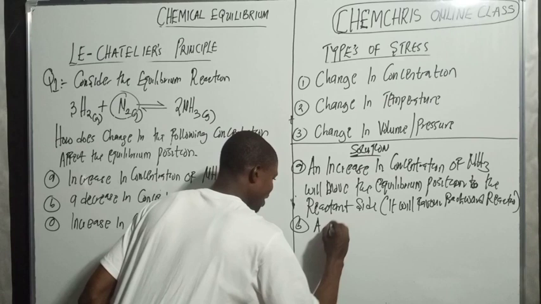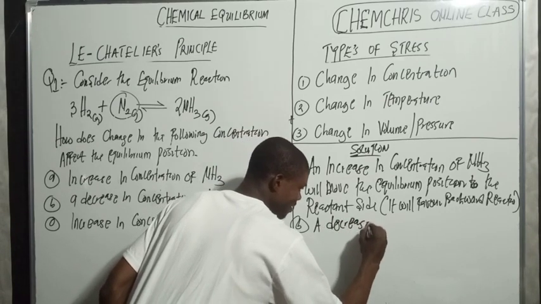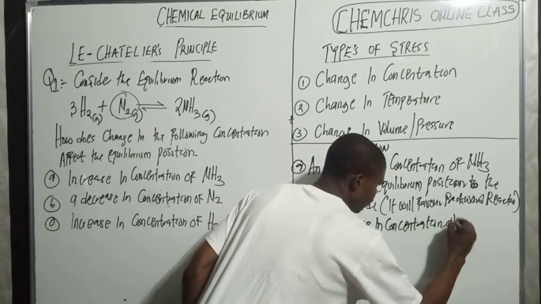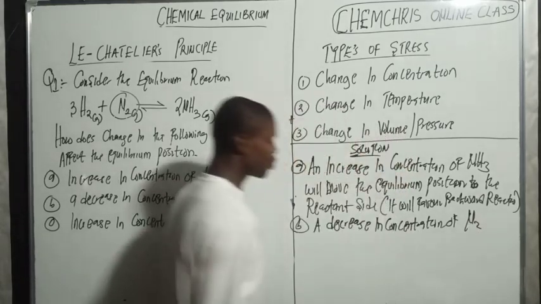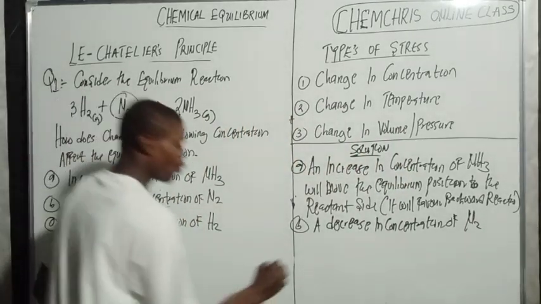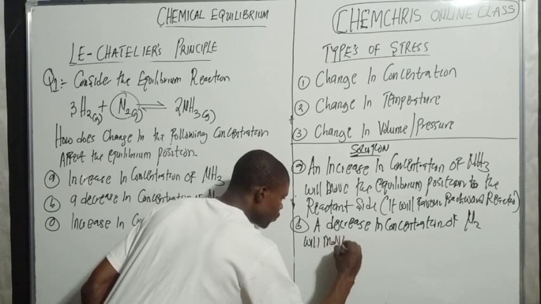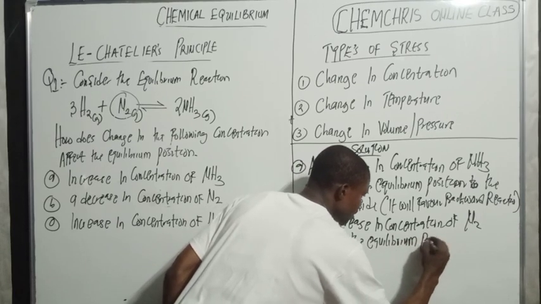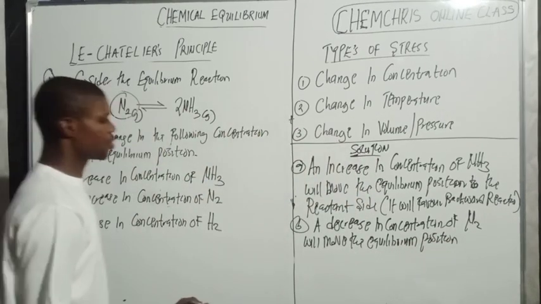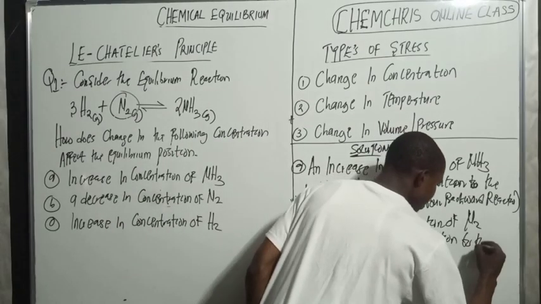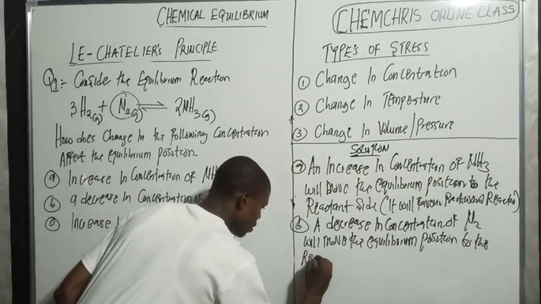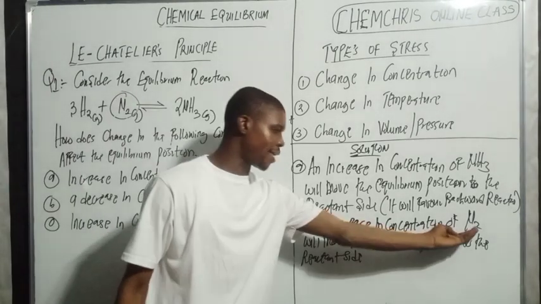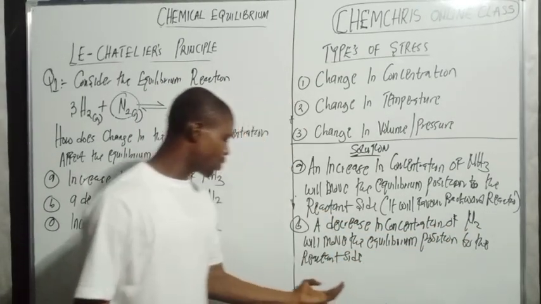So a decrease in concentration of N2, which is the reactant, we move the equilibrium position to the reactant side. So a decrease in concentration of N2 will move the equilibrium position to the reactant side.